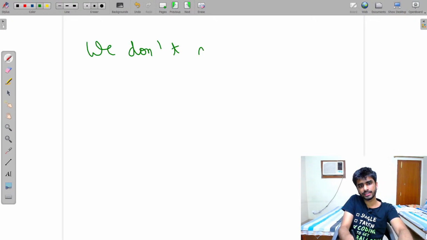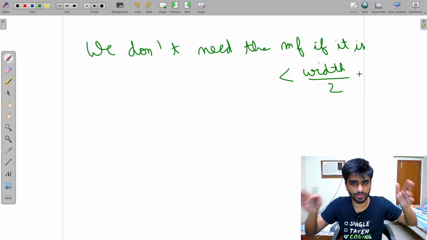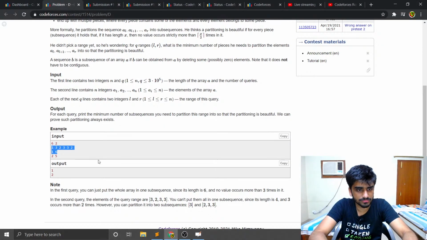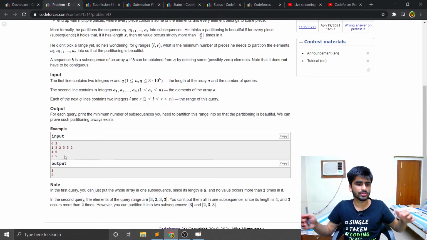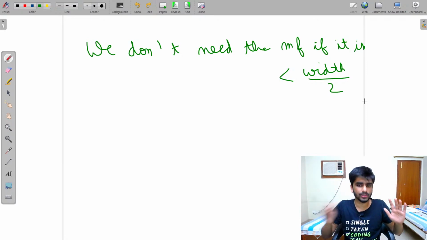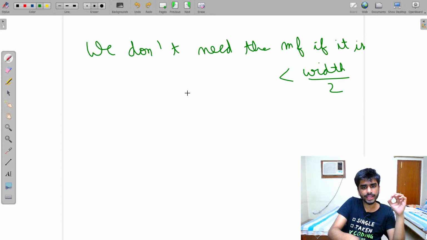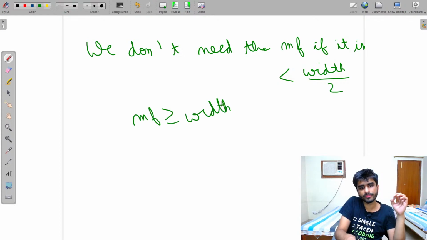Right. So first of all, the thing that I noticed is we don't need the mode frequency if it is smaller than width by 2. Width means the width of the interval that we are finding. Basically, let's say if we have an interval from 2 to 5, obviously the width is 4, right? So if the mode frequency is less than width by 2, we don't care about it, because then we won't make any partitions, right? So we care about it only if the mode frequency is greater or equal to width by 2, right?